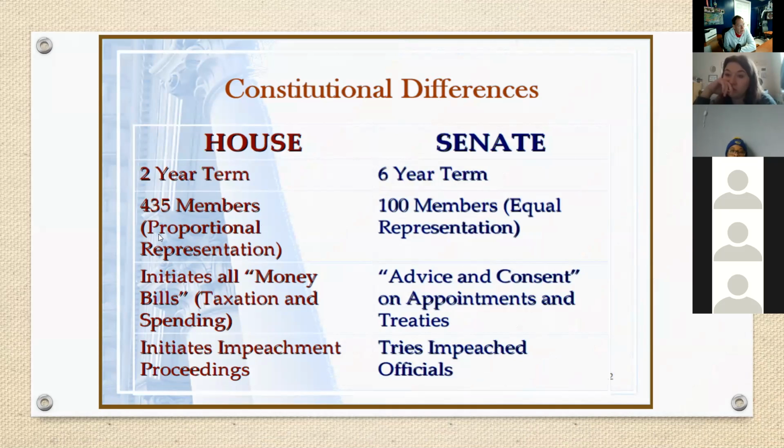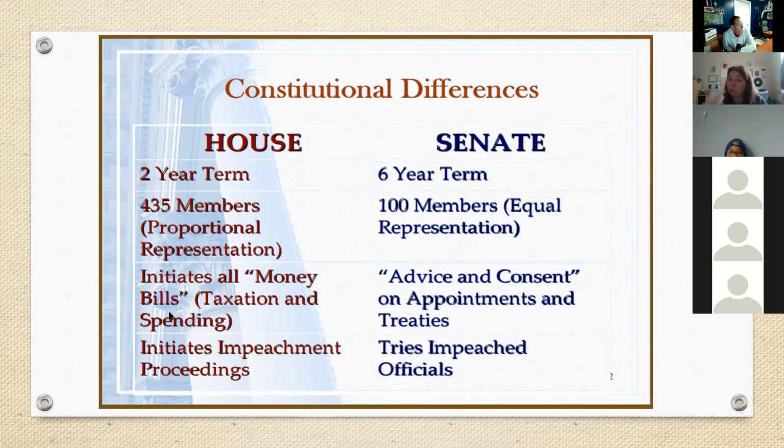And I think they're about 800,000 citizens in a member of Congress's House district. Okay, so they serve a 2-year term. So just last November, a few weeks ago, all 435 members were up for re-election at the same time. So every 2 years there's a new House of Representatives.